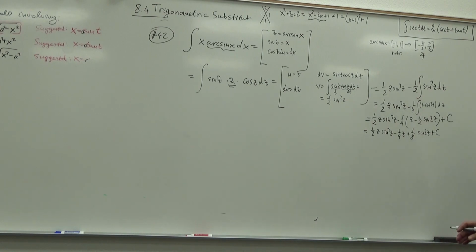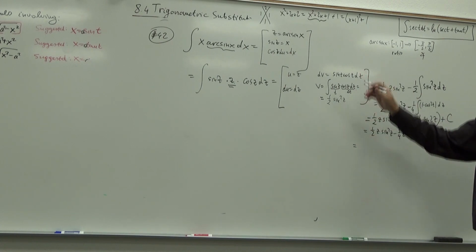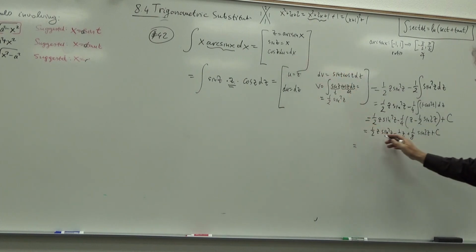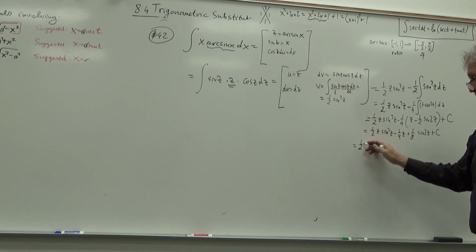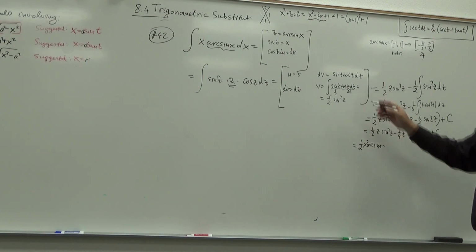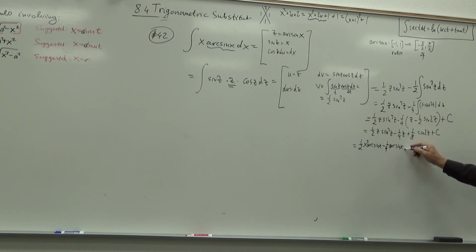And now I need to trade back, and that trade goes like this. 1/2 z would be 1/2 arc sine x. But sine z is x, so sine squared z is x squared, so this is 1/2 x squared arc sine x, minus 1/4 arc sine x, and plus 1/8 times, what is this, 2 sine z cosine z.